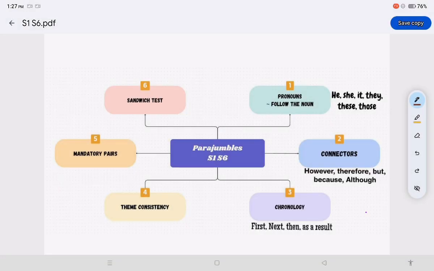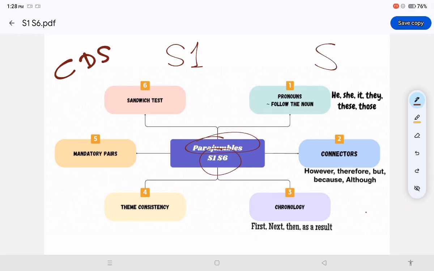Today we are going to discuss one of the most scoring and important topics of the CDS English, that is ordering of sentences, also known as Parajumbles and very popularly known as the S1 S6 sentences. So before beginning, let's try to know the essence of this. The basic thing is that sentence 1 and sentence 6 are given to us, and the 4 sentences in between, we need to arrange them in proper sequence so that the whole set of 6 sentences makes sense.